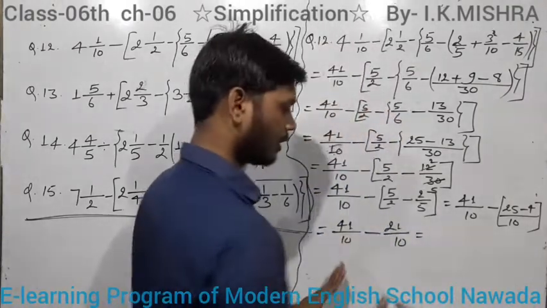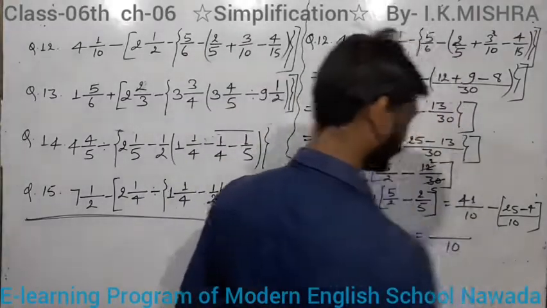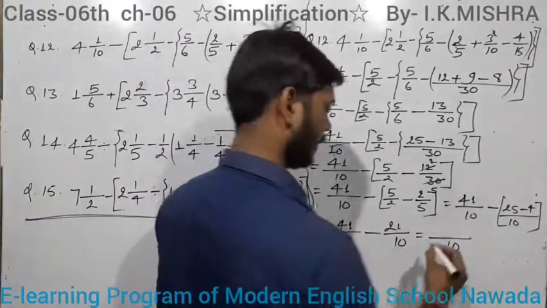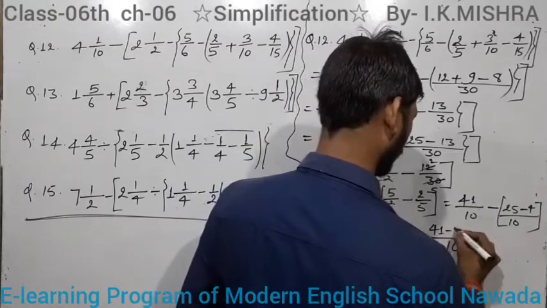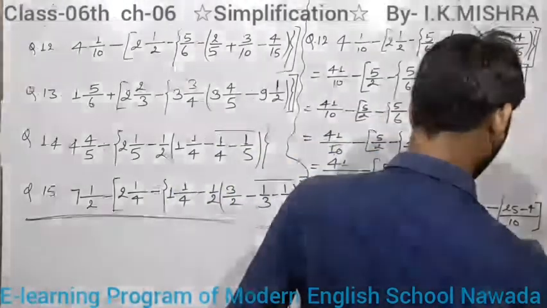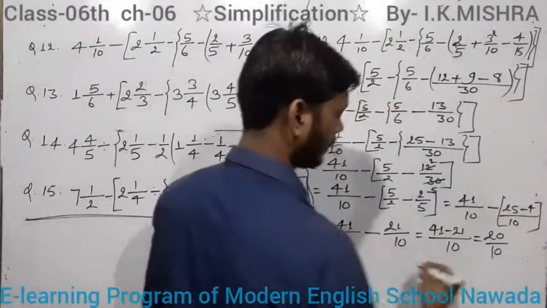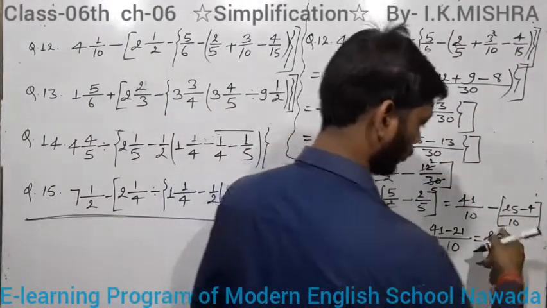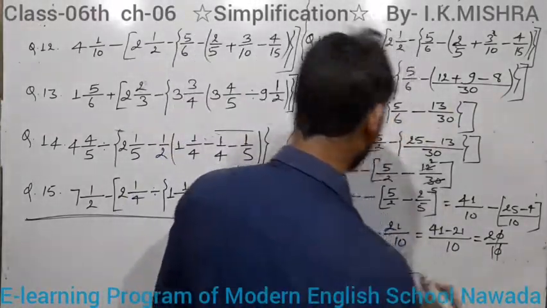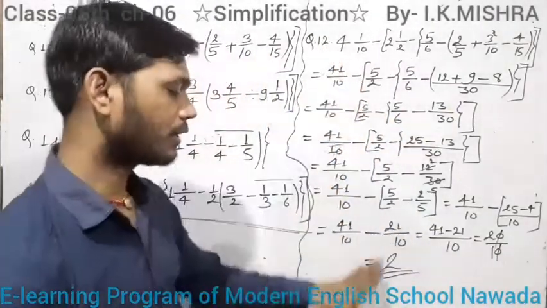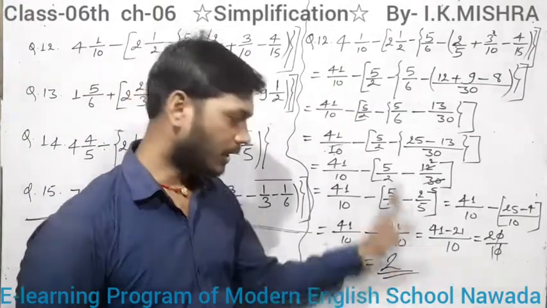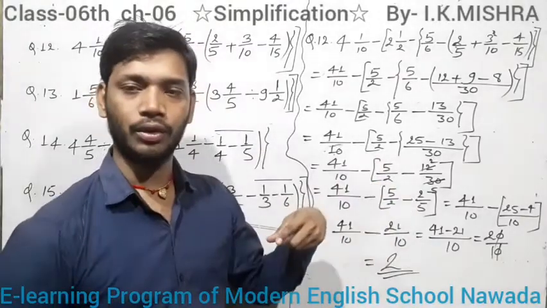Friends, LCM is equal to 10, and here 41 minus 21 is equal to 20 by 10, and students, 2 times 10 is 20, the zeros cancel, so it is equal to 2. So its simplest value is 2. Clear, friends? Similarly, students, you can solve other questions.